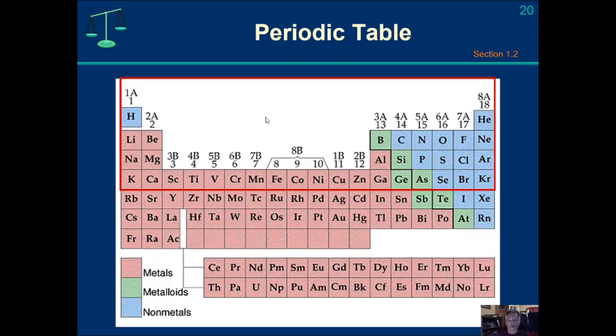You need to know a number of the elements on the periodic table. We'll start off and we'll just name a few. Hydrogen, helium, lithium, beryllium, boron, carbon, nitrogen, oxygen, fluorine, neon, sodium, magnesium, aluminum, silicon, phosphorus, sulfur, chlorine, argon, potassium, calcium, scandium, titanium, vanadium, chromium, manganese, iron, cobalt, nickel, copper, zinc, gallium, germanium, arsenic, selenium, bromine, and krypton.